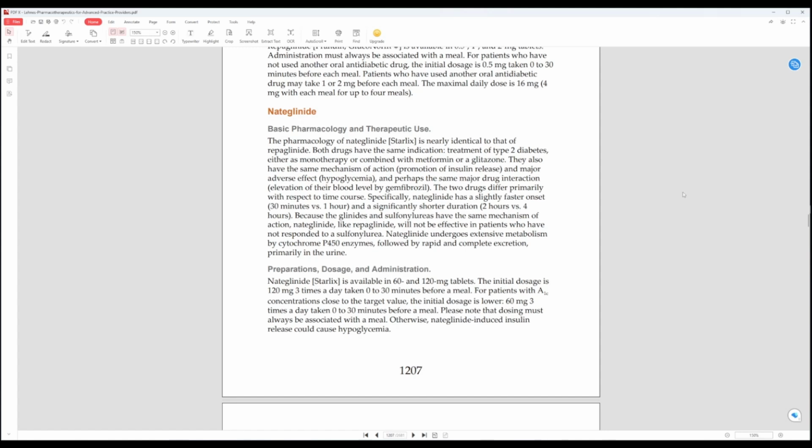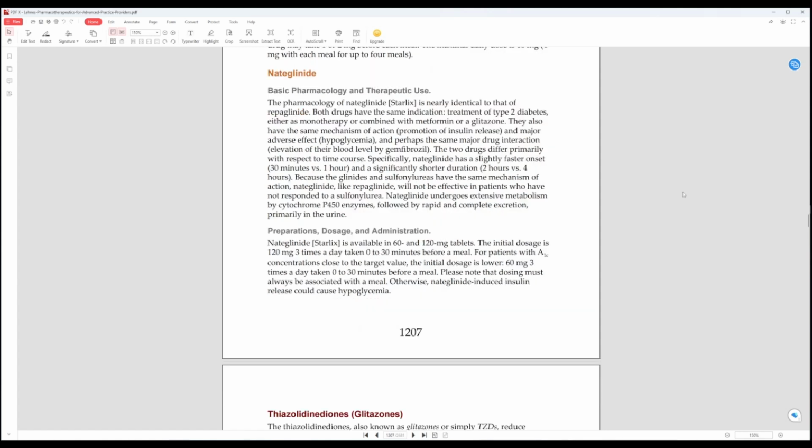Specifically, nateglinide has a slightly faster onset, 30 minutes versus 1 hour, and a significantly shorter duration, 2 hours versus 4. Because the glinides and sulfonylureas have the same mechanism of action, nateglinide, like repaglinide, will not be effective in patients who have not responded to a sulfonylurea. Nateglinide undergoes extensive metabolism by cytochrome P450 enzymes, followed by rapid and complete excretion, primarily in the urine.